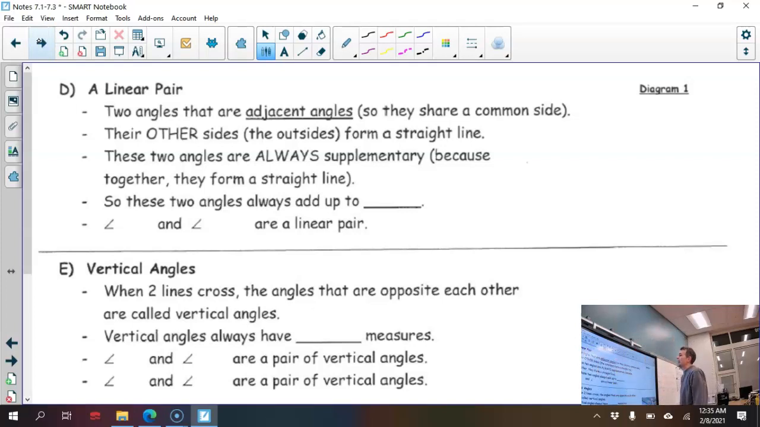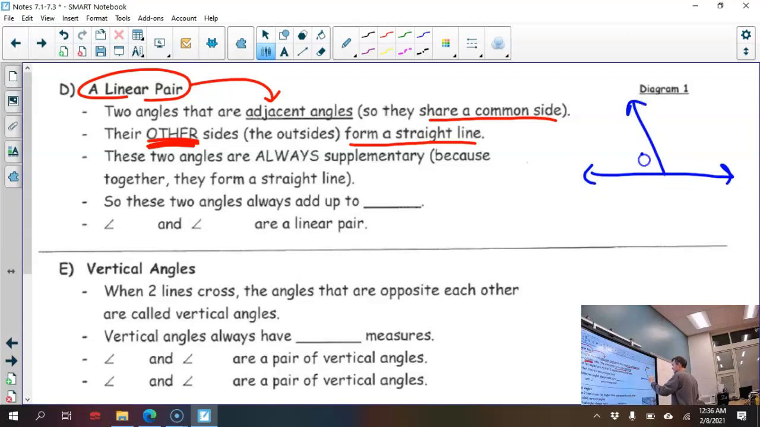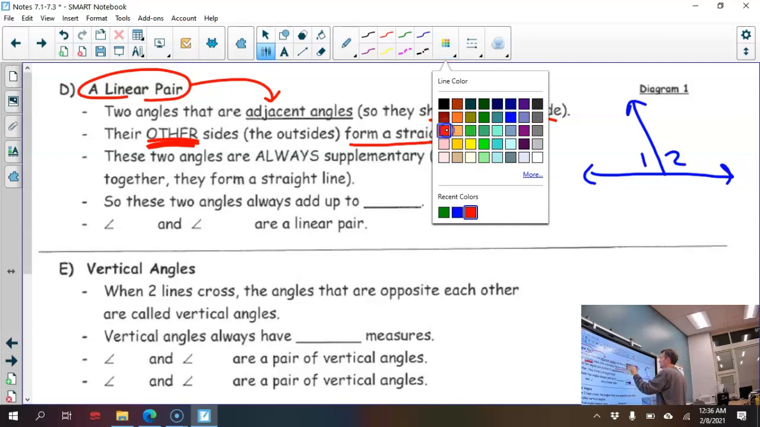Next up, we have a linear pair. So a linear pair are adjacent angles. And so they share a common side, and their other sides form a straight line. So that looks like a drawing that we had before. It looks like this. Maybe I'll just call this 1 and 2. So I have these two angles, angle 1 and angle 2.